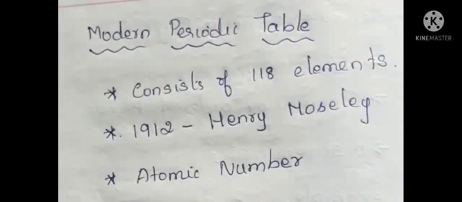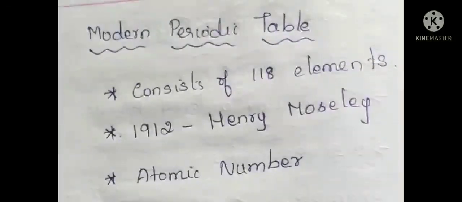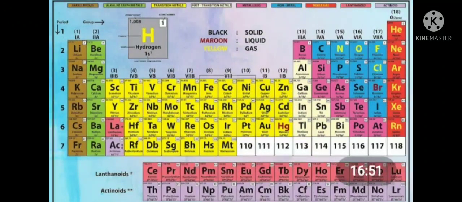He chose the basis as atomic number. What is atomic number? The total number of protons or the total number of electrons. Protons are equal to electrons. So the number of protons or number of electrons present in an atom is called what? Atomic number. And he formulated a table called the modern periodic table with 118 elements.